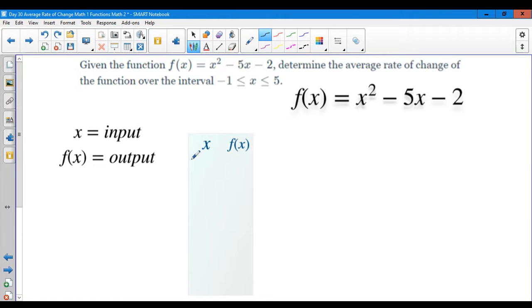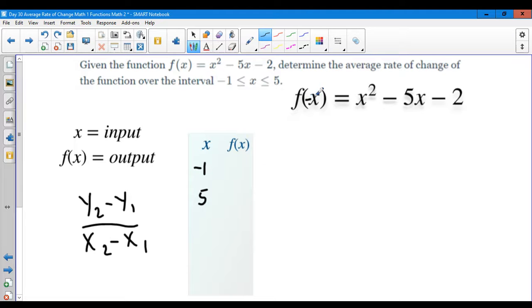All right, here we've got to do a little bit more work than when we were given a table. We're going to have to find the x and the y that we can put into our slope formula or rate of change formula. Because right now we have the -1 that we want, the lowest or minimum value in this interval, and we have the 5 that we want, but we're going to have to substitute those in for the x's here to get our output to our f of x.